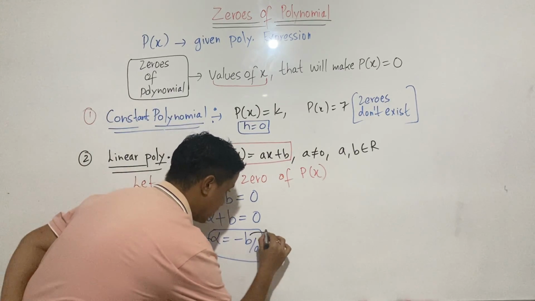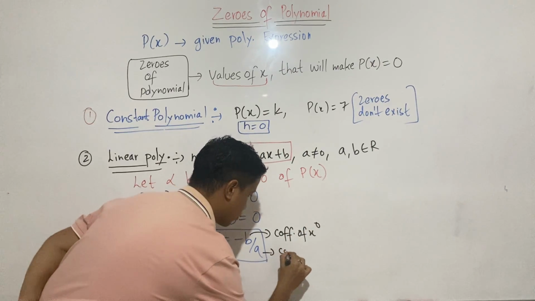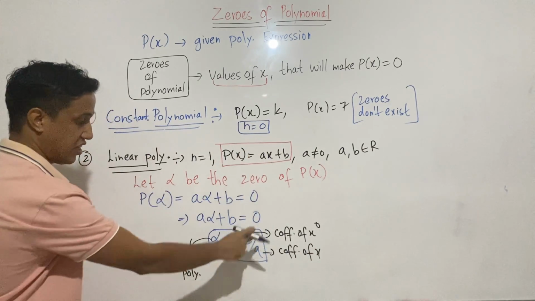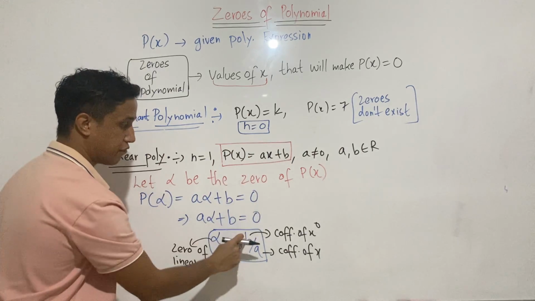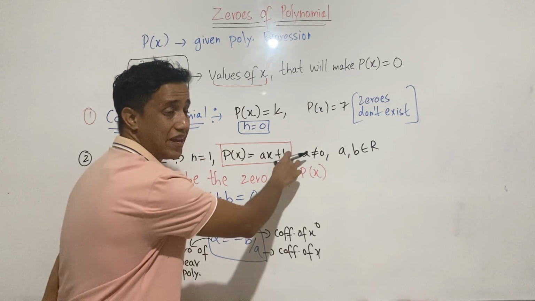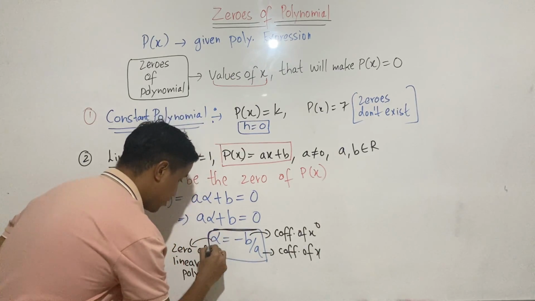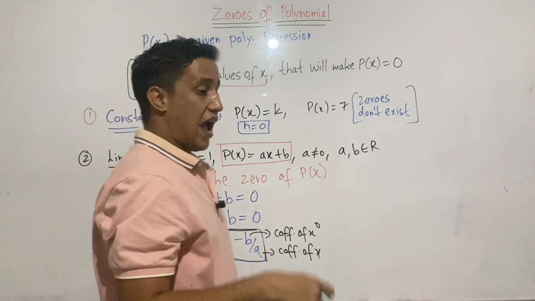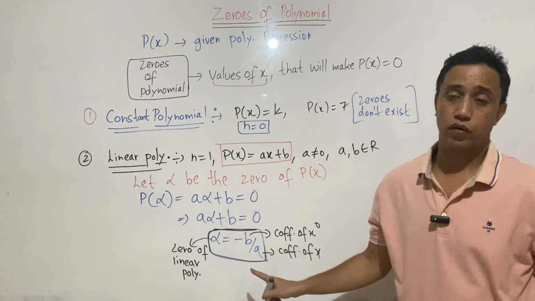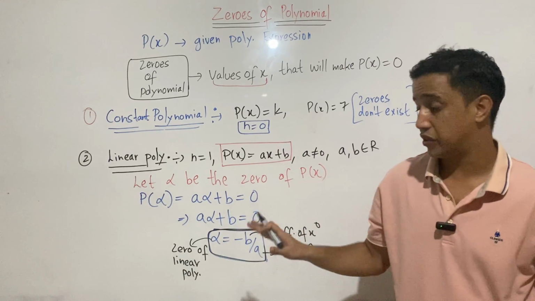And this b is the coefficient of x naught, and a is the coefficient of x, right? A is the coefficient of x and b is the coefficient of x naught, because this is a constant, so I can write here b multiplied by x0, right? So the 0 of any linear equation can be found by this formula. You can implement this formula in any linear equation, and it will work.